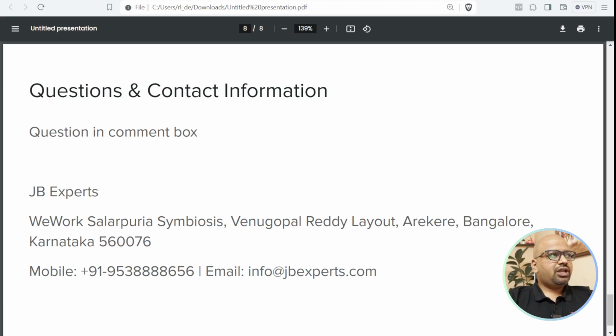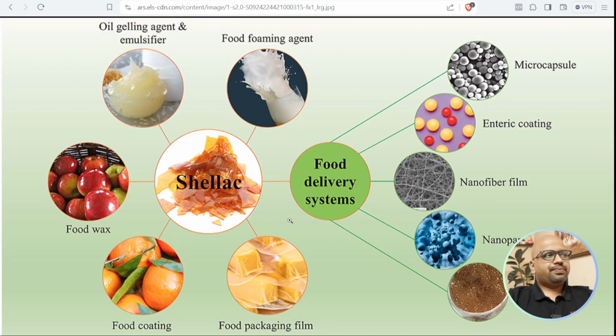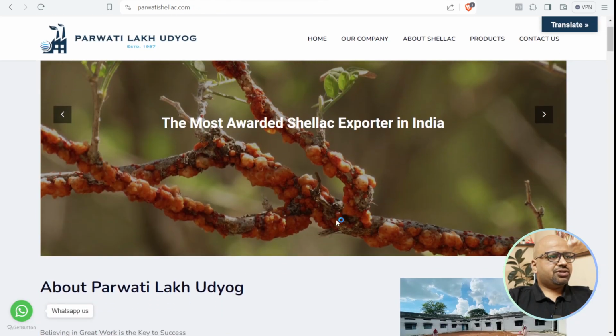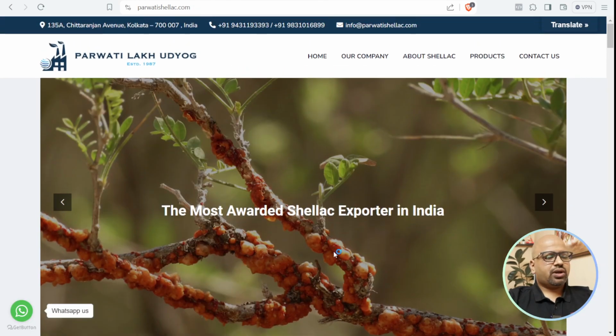So let's go deeper into the product. Shellac is nothing but, let me show you one image. This is the exact image I was talking about. These are insects, small bugs if I have to call them. These bugs are placed on the branches.